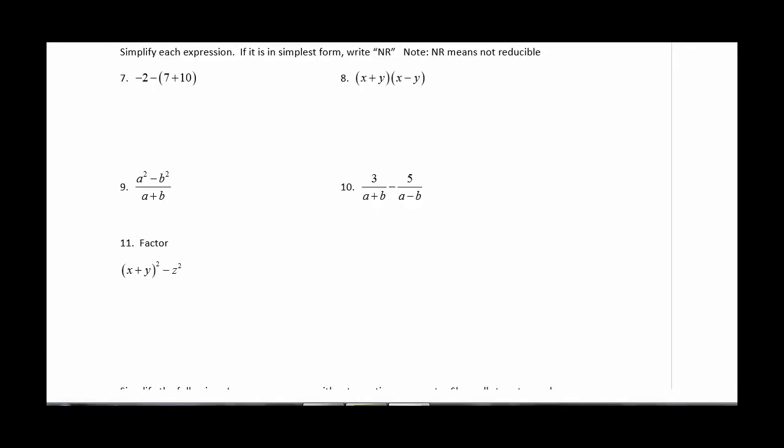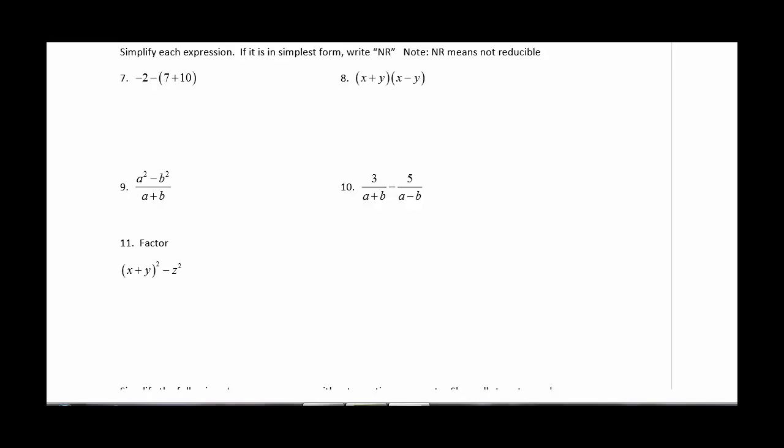In this next set, we're going to look at simplifying each expression. If it turns out there's nothing we can do to simplify it, then we would just write NR, which simply means that there's nothing we can do. It's not reducible at all. So the short version here is we're looking at some algebra rules, just making sure that we can simplify expressions algebraically, that we can handle fraction rules and that sort of thing.